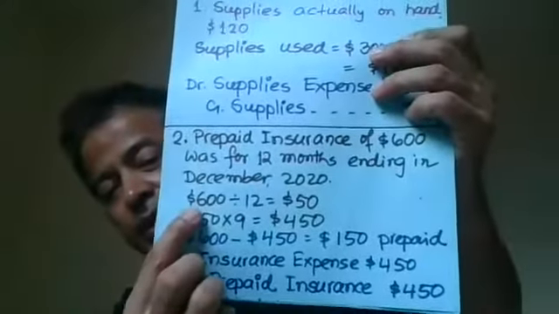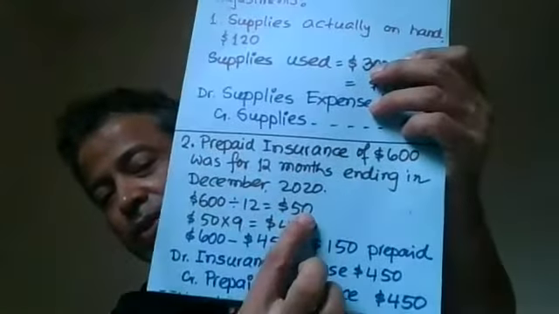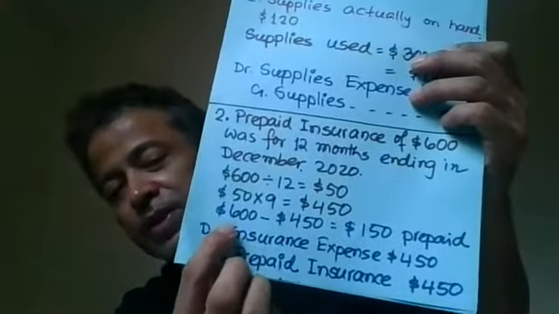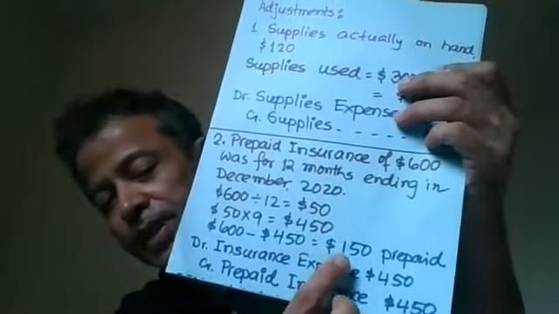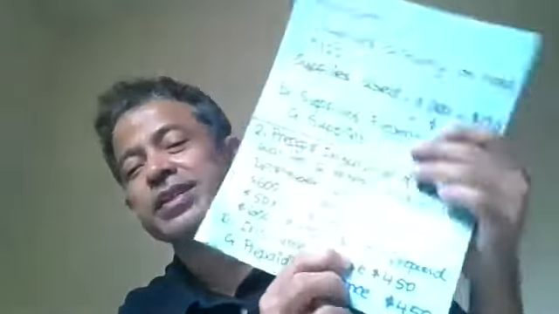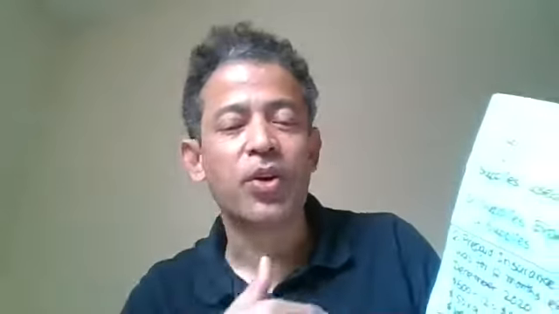So if $600 was paid for 12 months, how much was paid for 9 months? As it turns out, the monthly insurance expense is $50. You can see 600 divided by 12 gives you 50, and 50 times 9 gives you $450. So $450 of the 600 have already expired. So that's the maths. Now 600 minus 450 is 150. So only 150 is going to be prepaid. The remaining 450 is all used up.